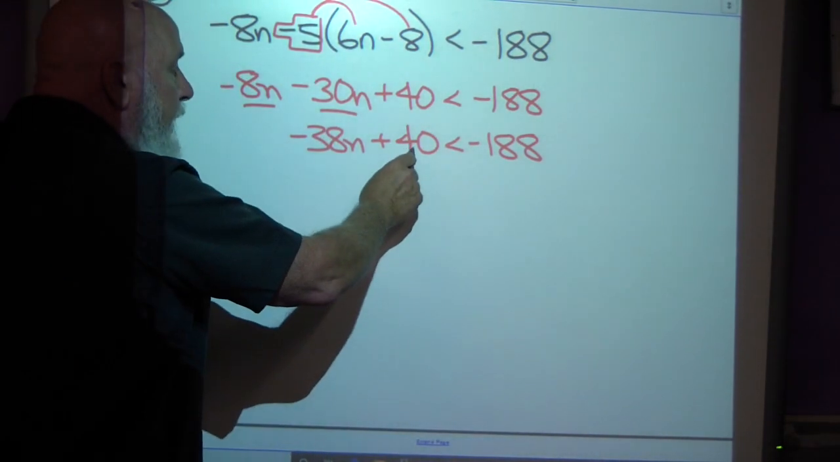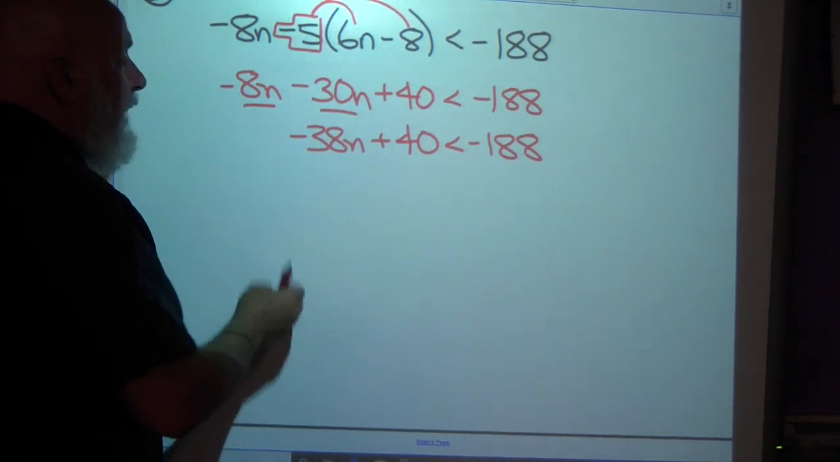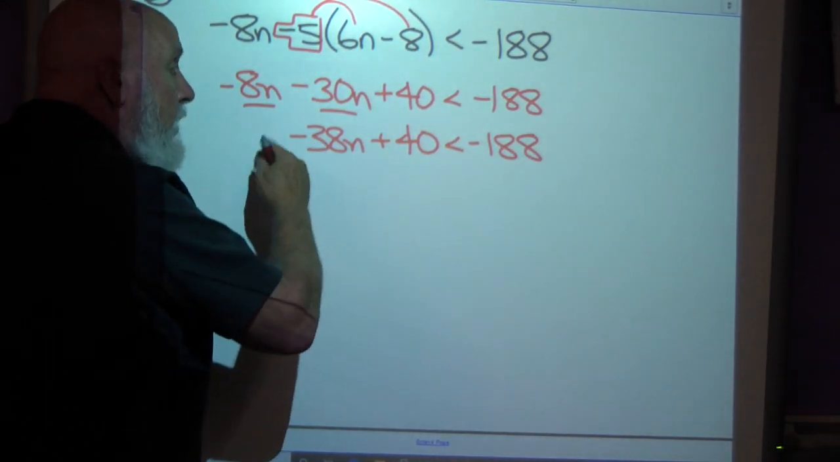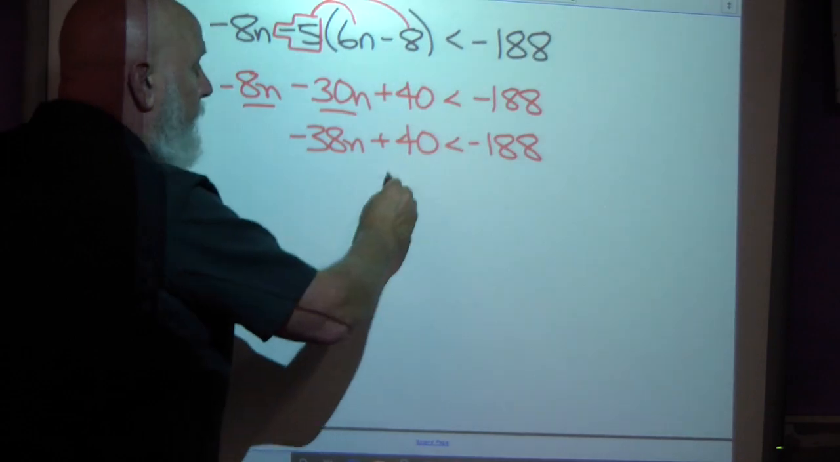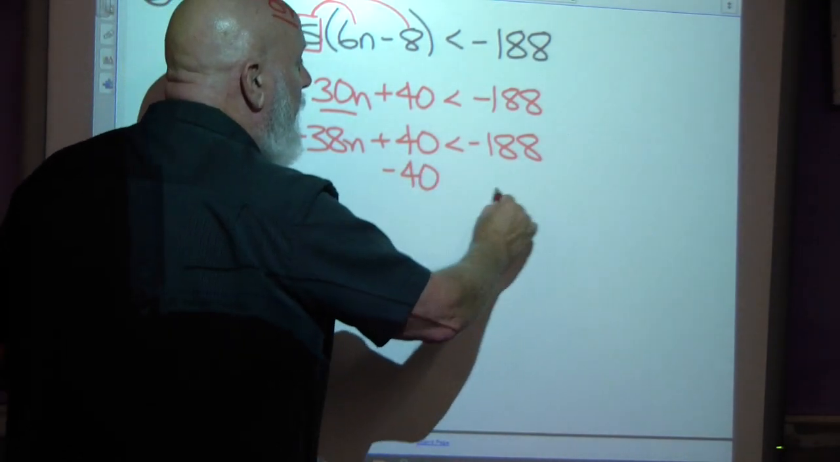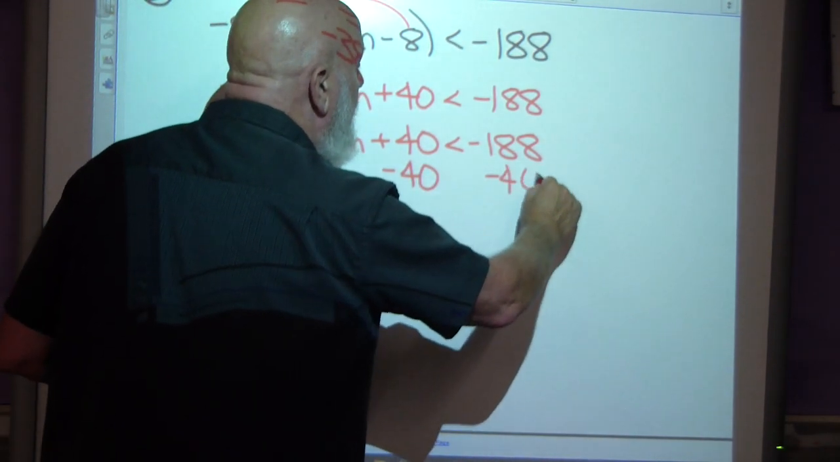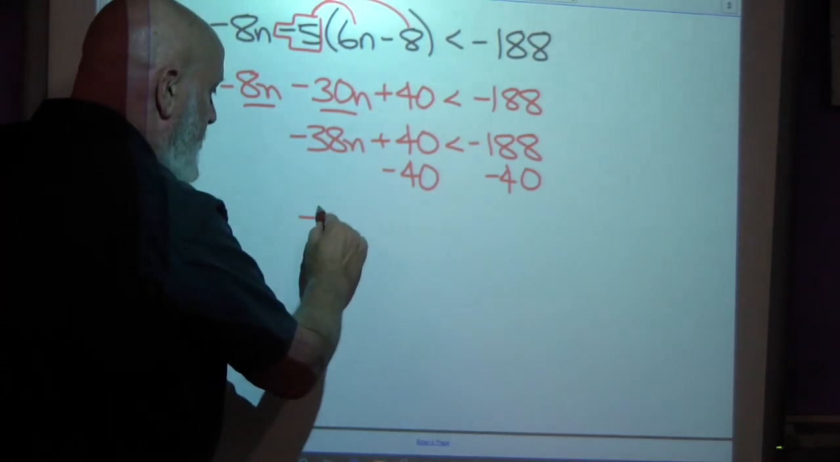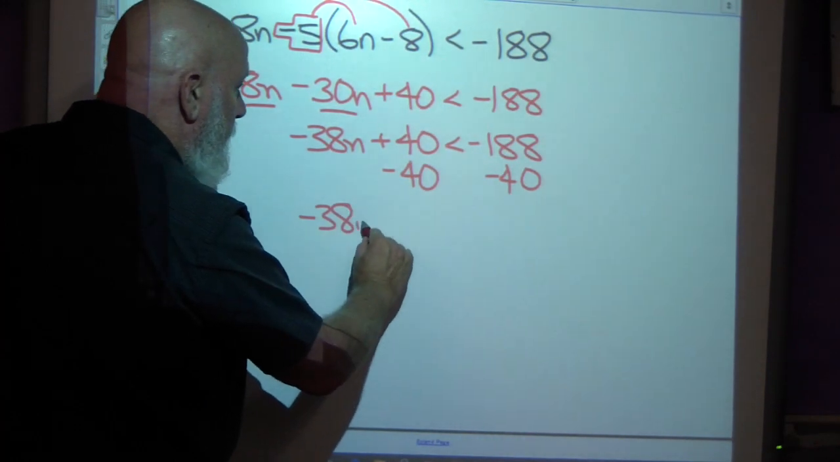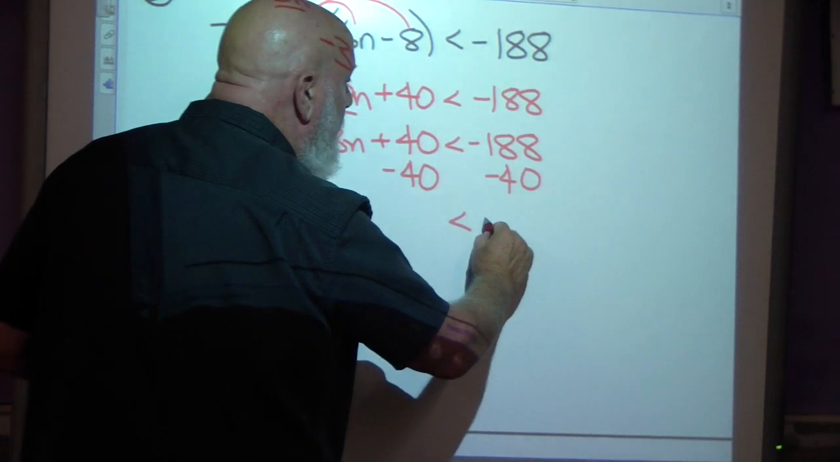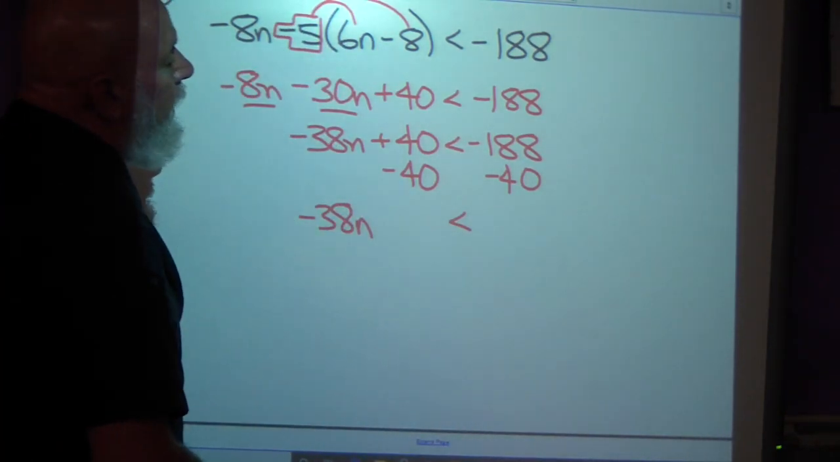Now I'm going to subtract 40 from both sides and then divide both sides by negative 38. And I got to remember when I do that to change the direction of my inequality. So here I go. Subtracting 40 from both sides. Rewriting my inequality. Negative 38n is less than, what is that, negative 148?